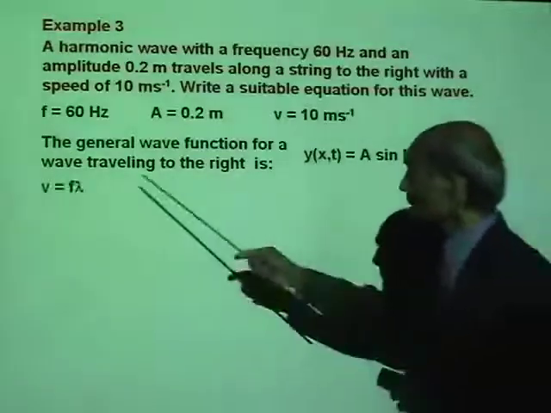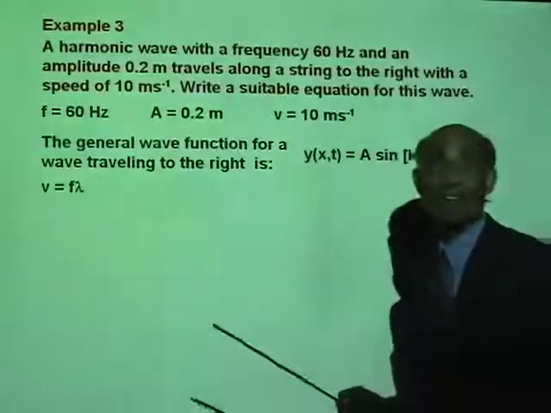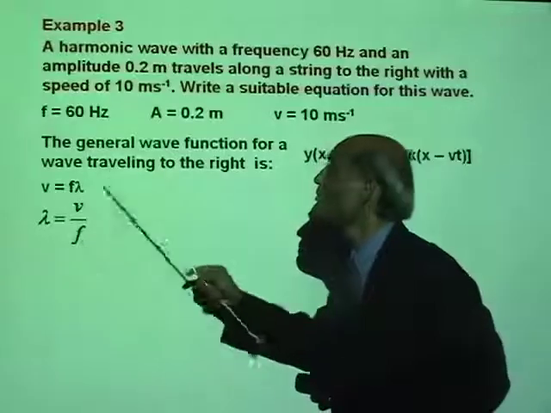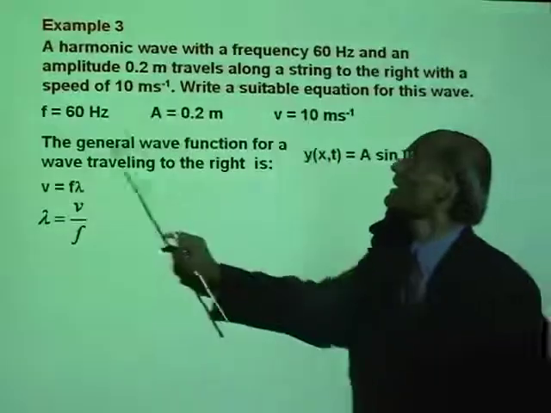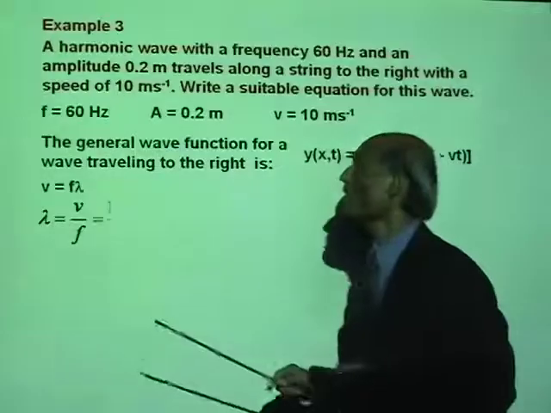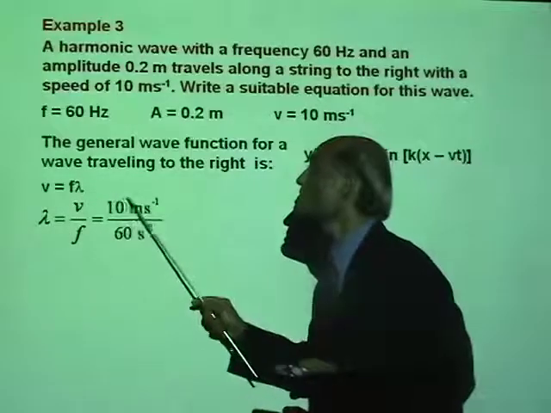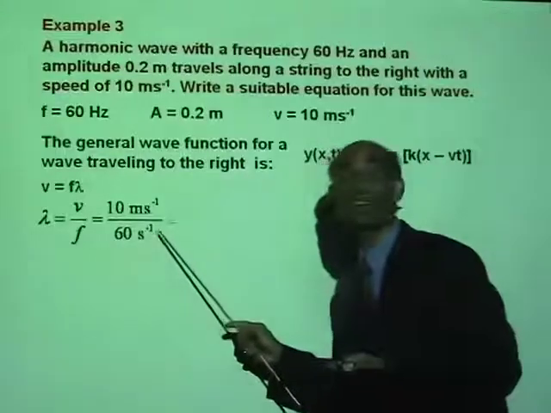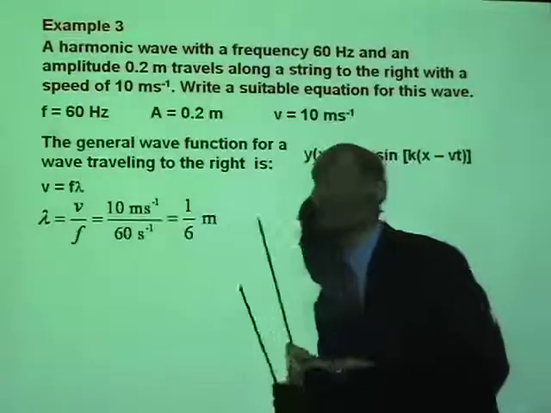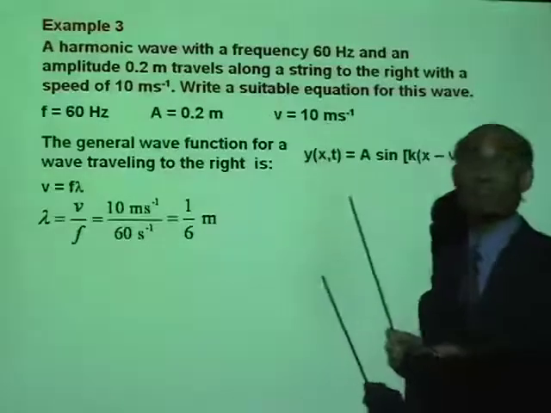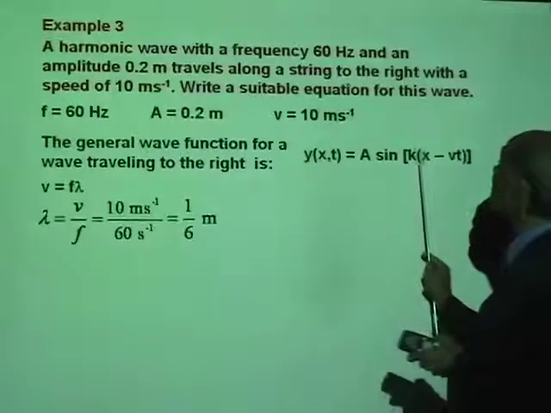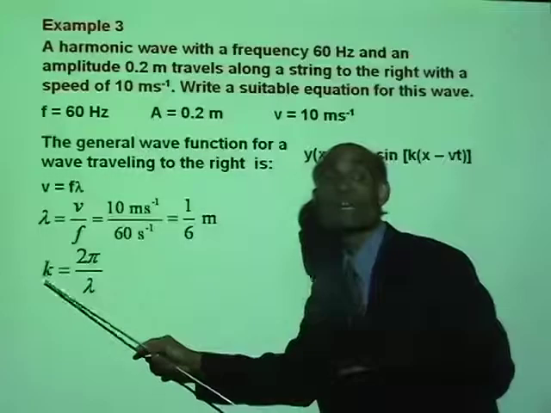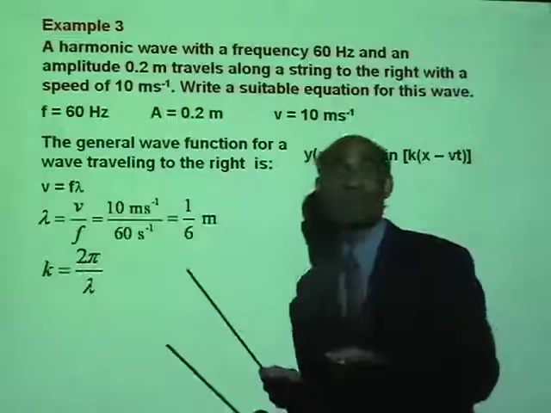Alright, now we have v equal to f lambda. That means lambda equal to v over f. You see, we have v here, we have f, and therefore we can find lambda. Lambda equal to 10 meters per second divided by 60 per second, that is 1 over 6 of a meter. That is the wavelength. That means we can now find the value of k. What is k equal to? k is 2 pi divided by lambda.